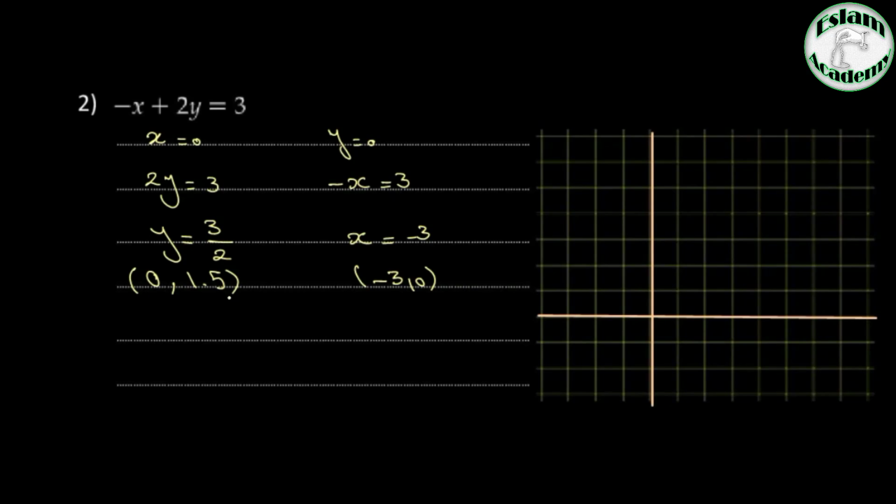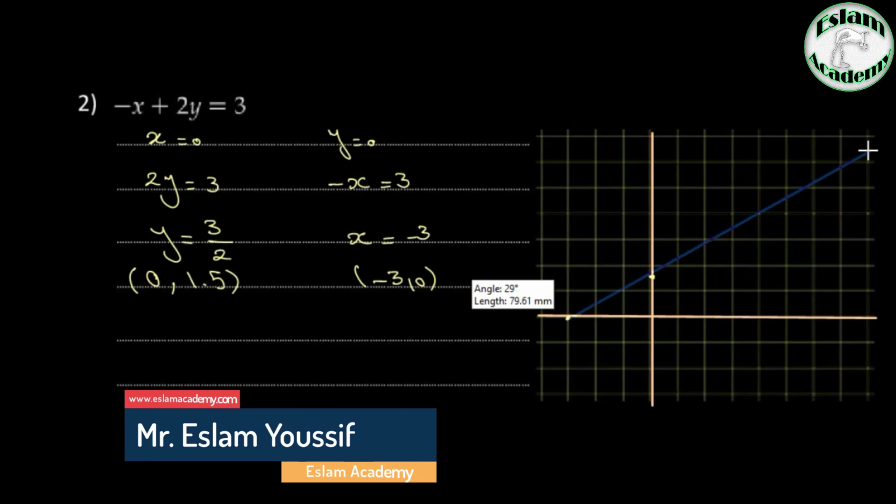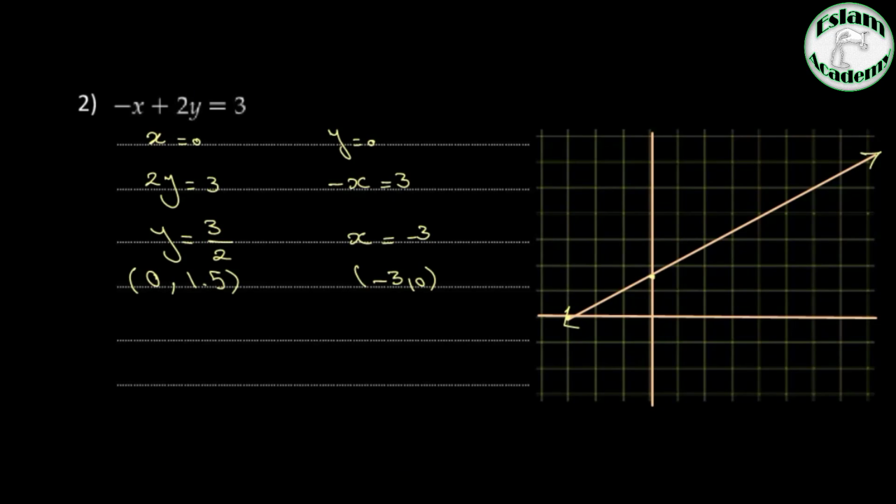The first point is (0, 1.5). The second point is (-3, 0). Then we can draw the line. So this is the graph of the line using x-intercept and y-intercept.